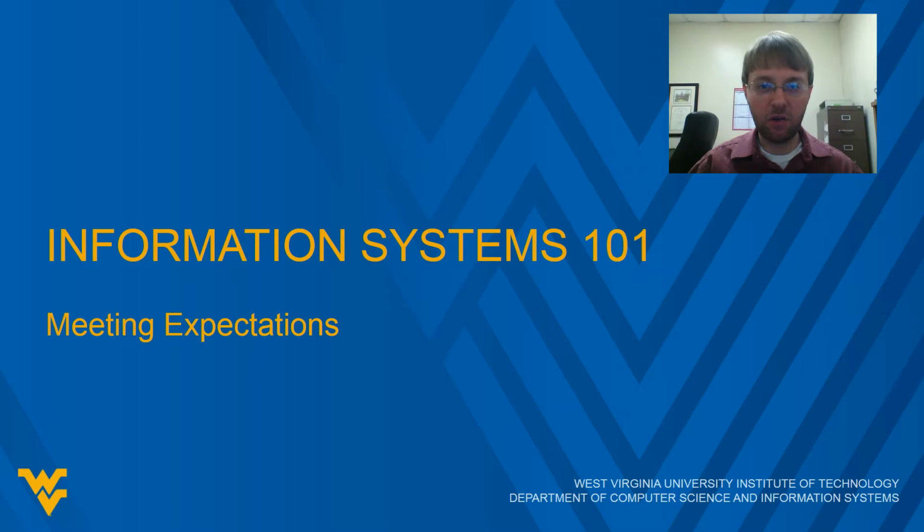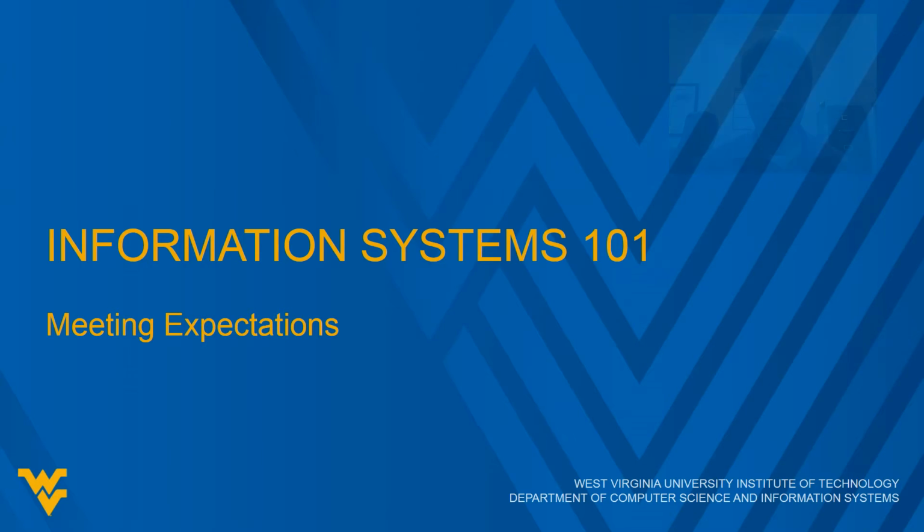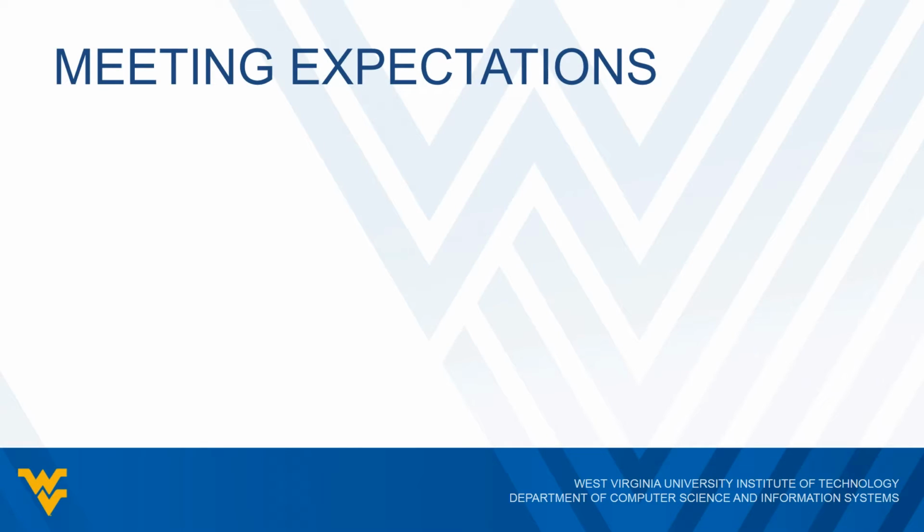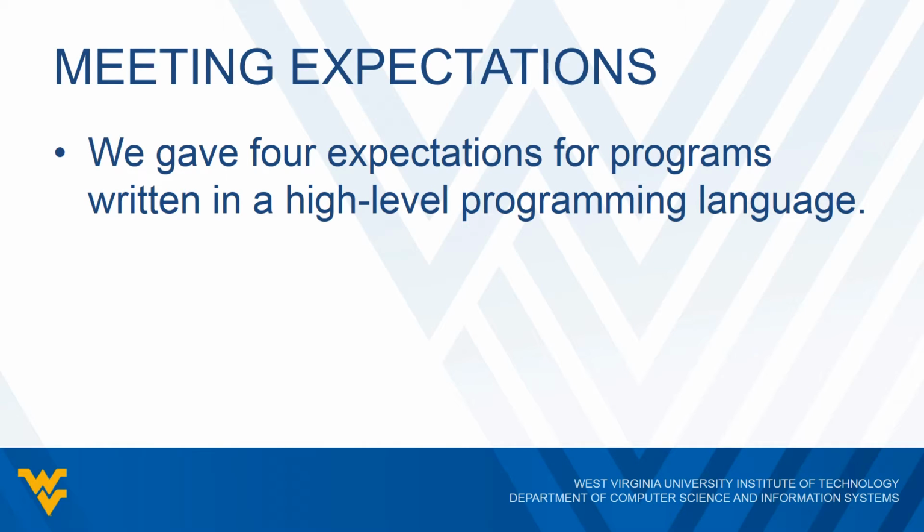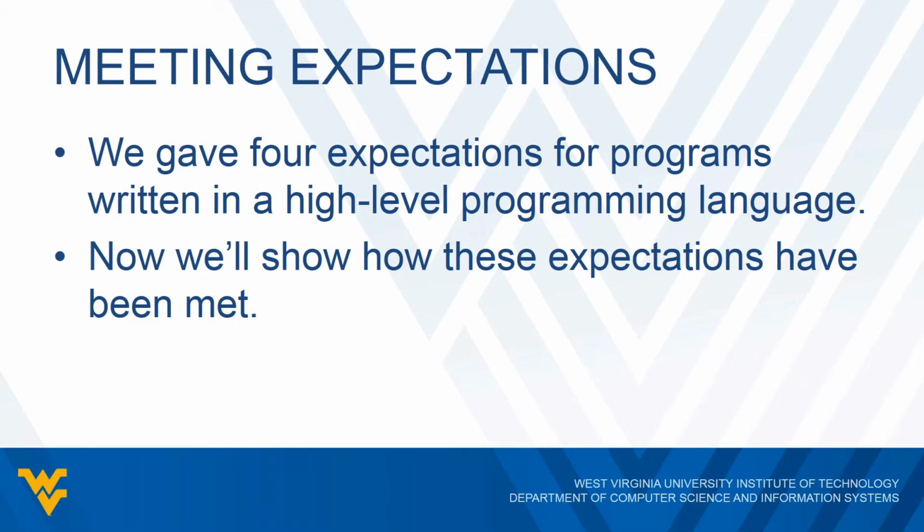In this lecture, we'll continue our discussion on high-level programming languages, and we'll also take a look at the big picture of programming. In the last lecture, we gave 4 expectations for programs written in a high-level programming language. Now that we've been introduced to the essentials of writing programs in such a language, it's time to take a look and see how these expectations have been met.